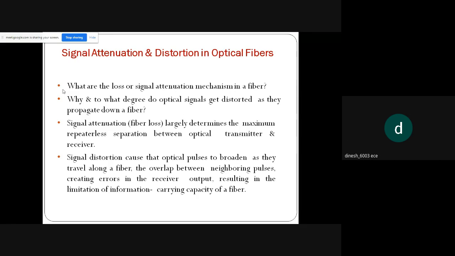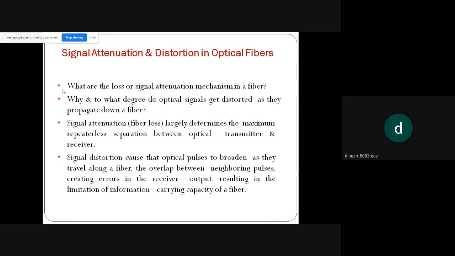Then in some cases they overlap between the neighboring pulses, creating errors in the output, thus resulting in the limitation of information carrying capacity of the fiber. So a pulse will be moving in one wavelength, the second pulse will be moving in another wavelength, the third pulse in another wavelength, the fourth, and so on in sequence.